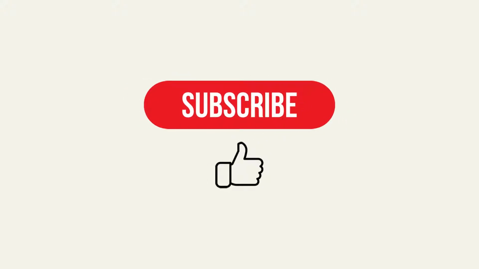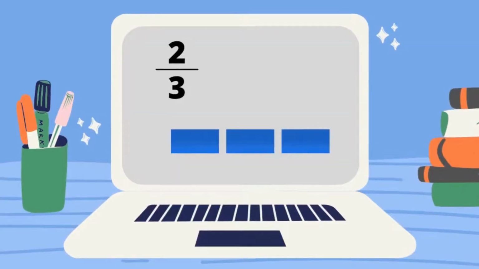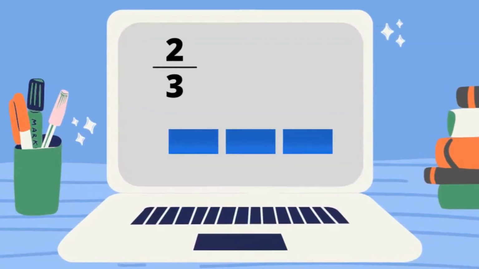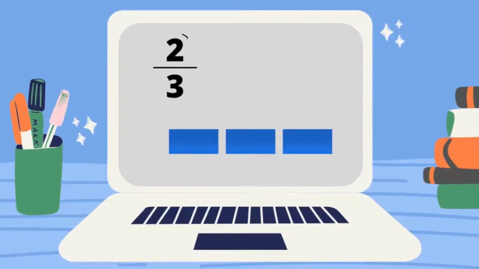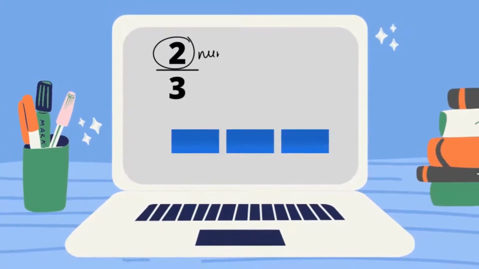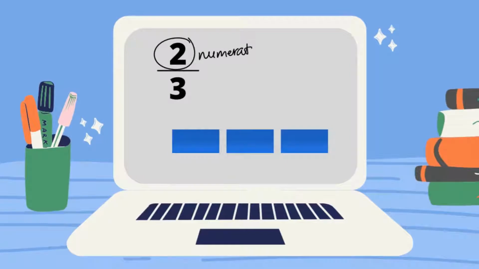Hi, in this video we're going to talk about fractions and how to reduce fractions. A fraction represents a part of a whole. There is a numerator, a denominator, and a fraction bar.